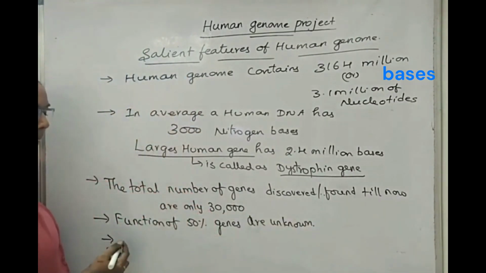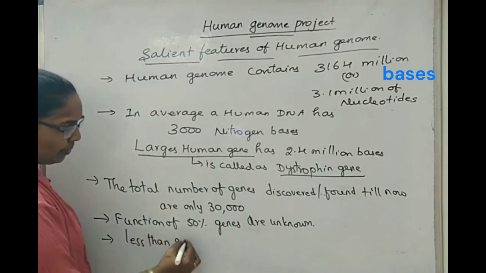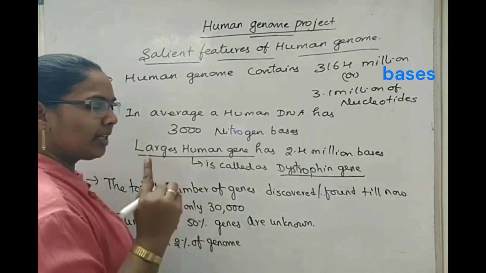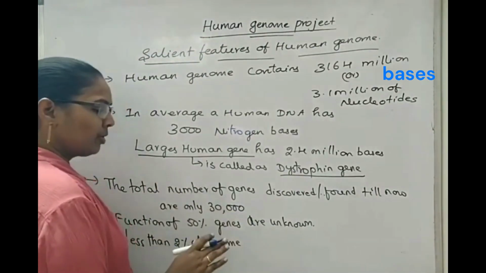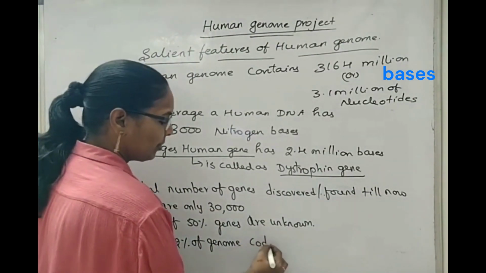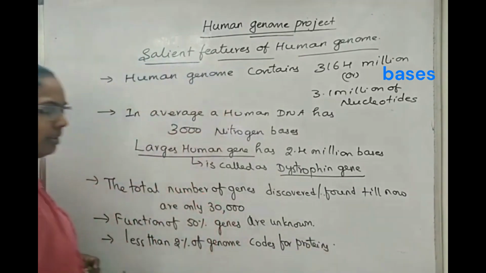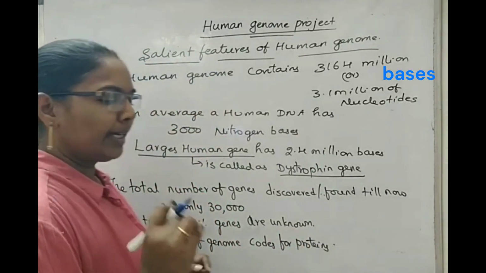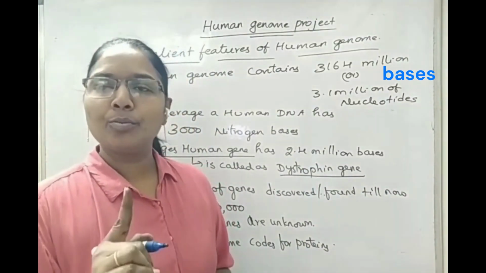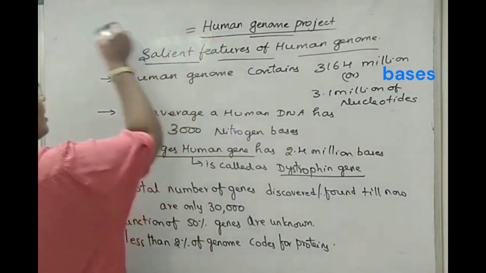Next, less than 2% of the genome, meaning the total DNA in one haploid chromosome, codes for proteins. Now, by the time of 2003, all types of chromosomes were well studied, but chromosome 1 was not studied.